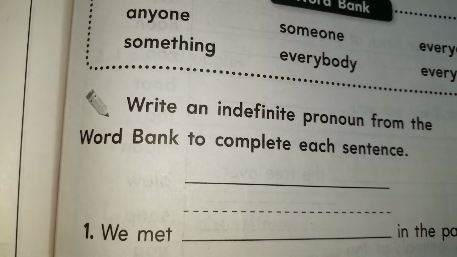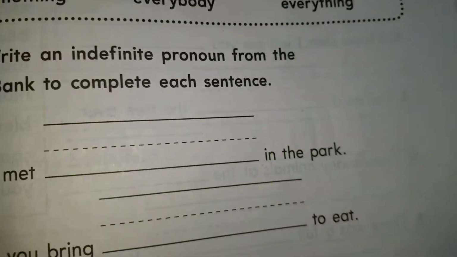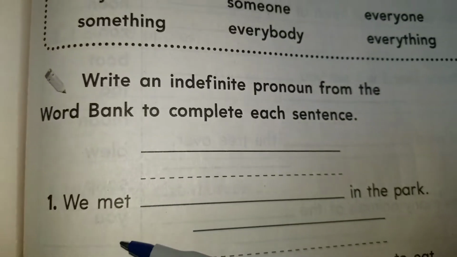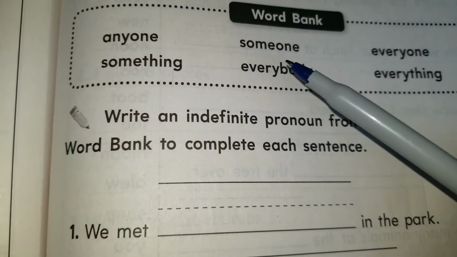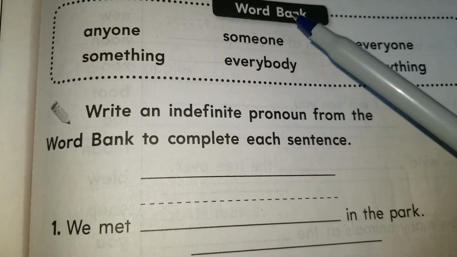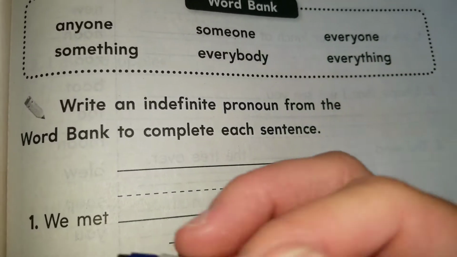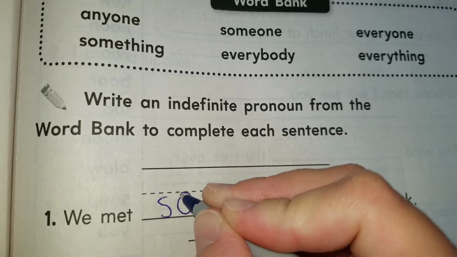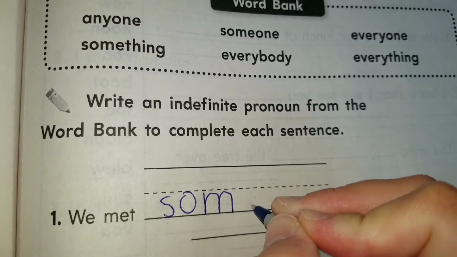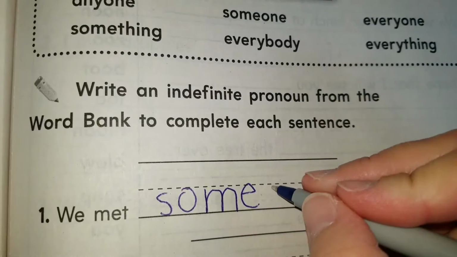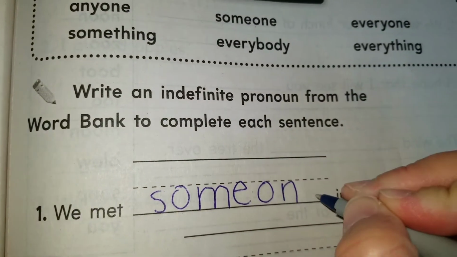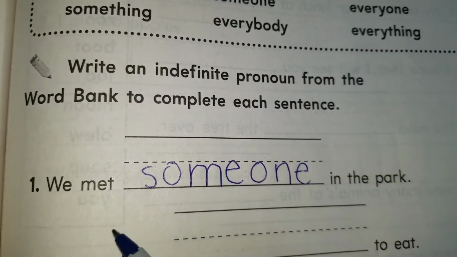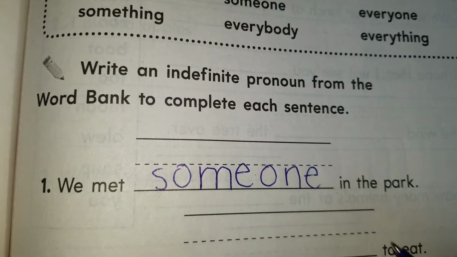So let's try another one. How about if we try someone? We met someone. Yeah, someone makes a lot of sense. We met someone in the park. The first part of the word is some, and the second part of the word is one. Together you can see someone. We met someone in the park.